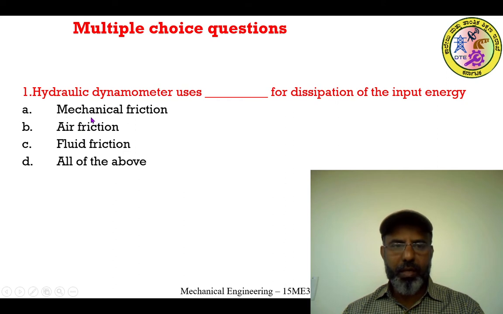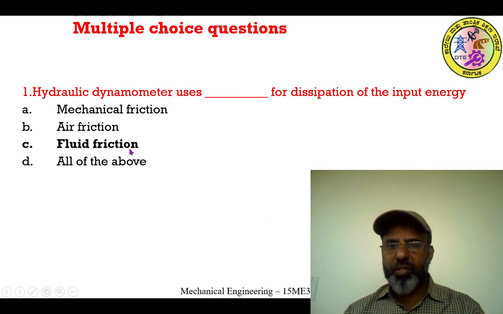Try to answer. A, mechanical friction. Option B, air friction. C, fluid friction. D, all of the above. And the correct answer is fluid friction for dissipation of the input energy.